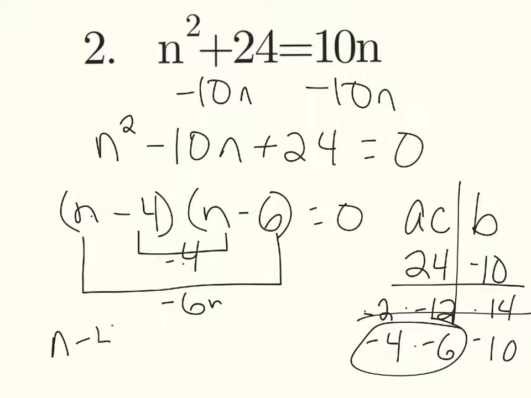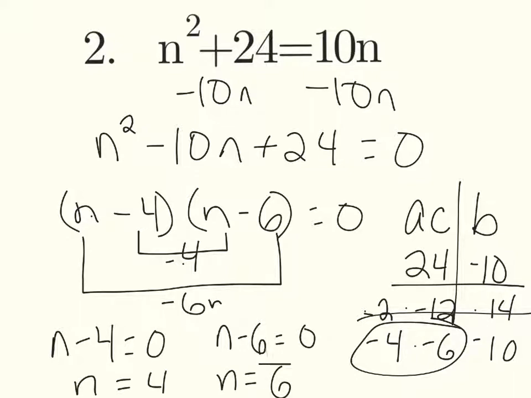And then we solve each part. Don't forget that. That's important. We add our 4, we get n equals 4. We add our 6, we get n equals 6. So there's our answers here.